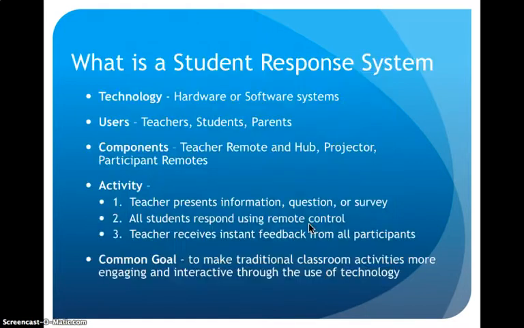All right, let's go back a slide. So you see here, those were the components. The basic activity, no matter what system you're using, has 3 major steps. 1, the teacher presents the information, the question, or the survey. They put something out to the students. 2, the students then use their remote to respond to the teacher. They answer the question, they complete the survey, they give some kind of response. The 3rd step is the teacher receives instant feedback from all of the participants.